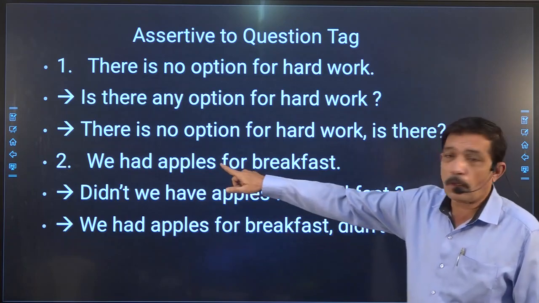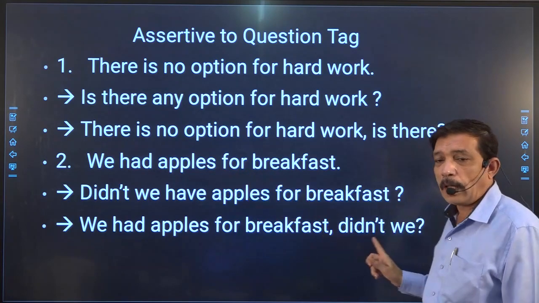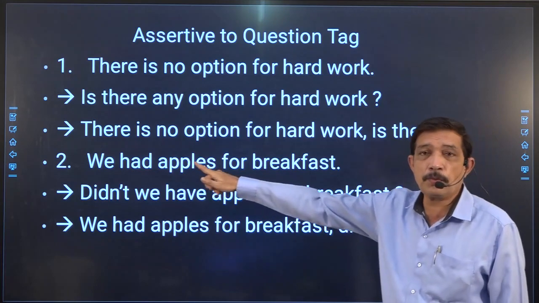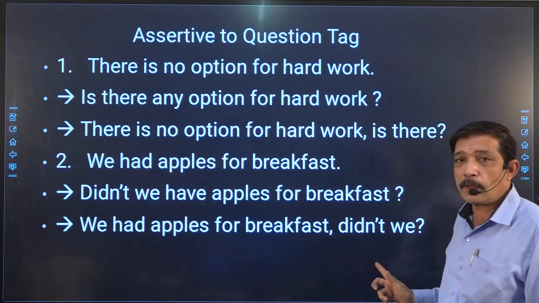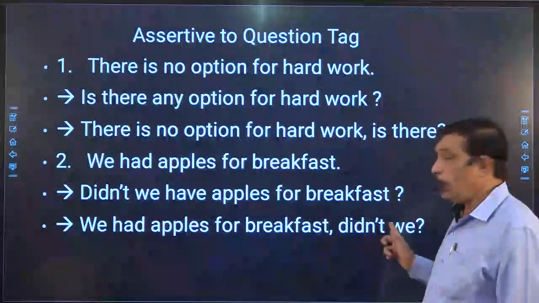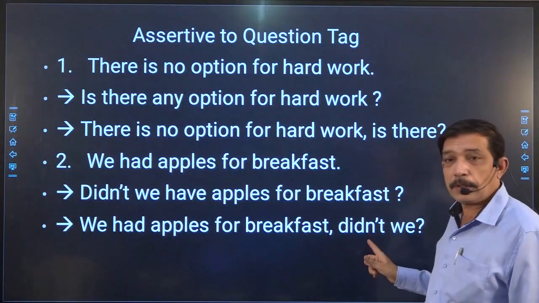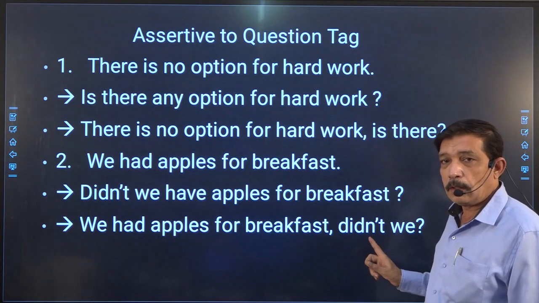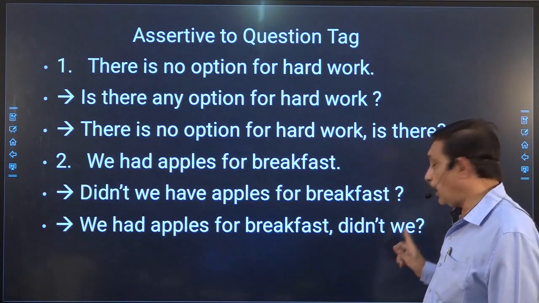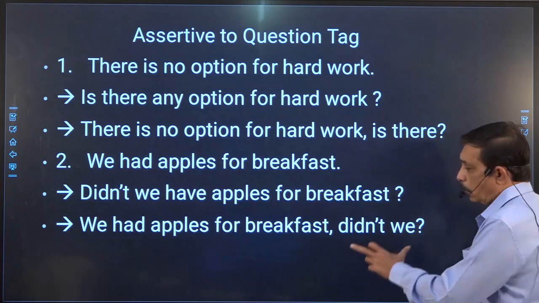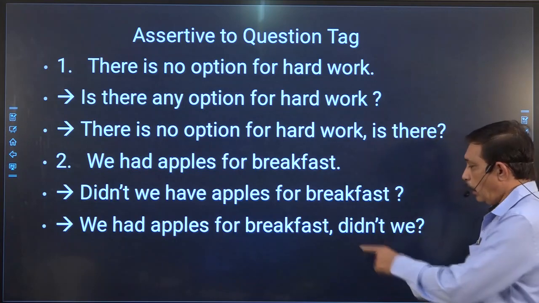Now because there is no negation, we will have to use negation, and because there is a do form over here, we will use the do form. And did is the past tense, because we had, so we ate. So didn't is did plus negation, then we, and then the question mark. This is the question tag that we are making, didn't we.